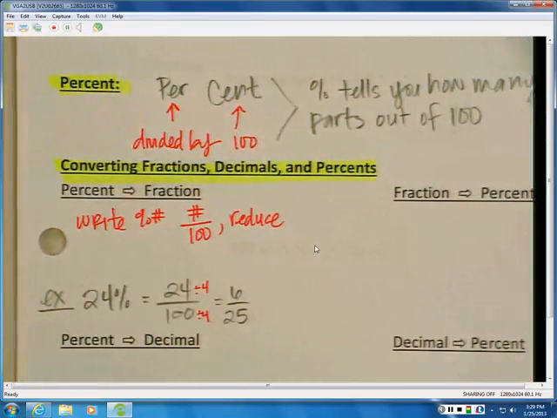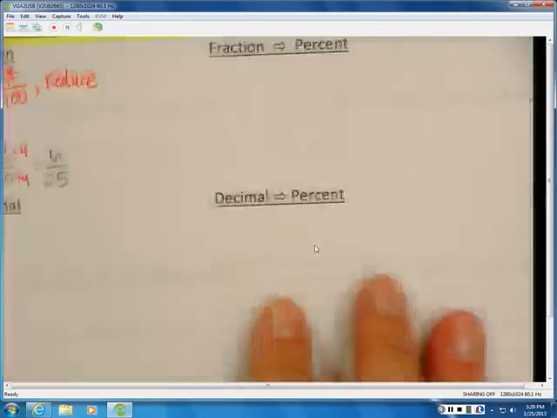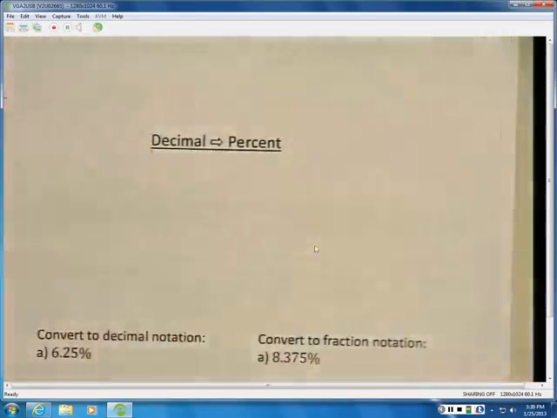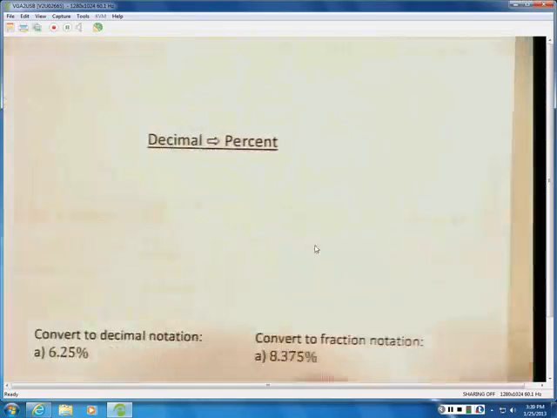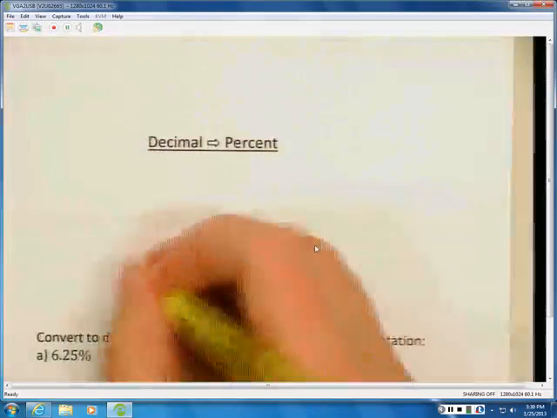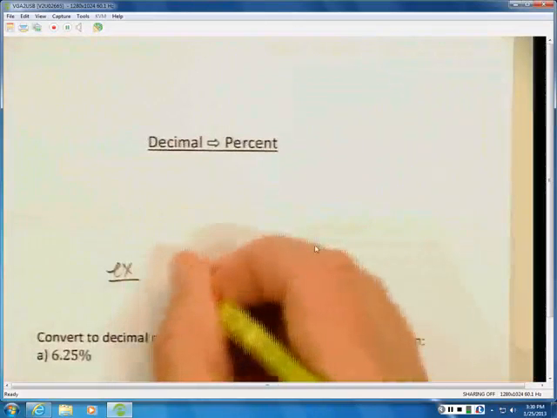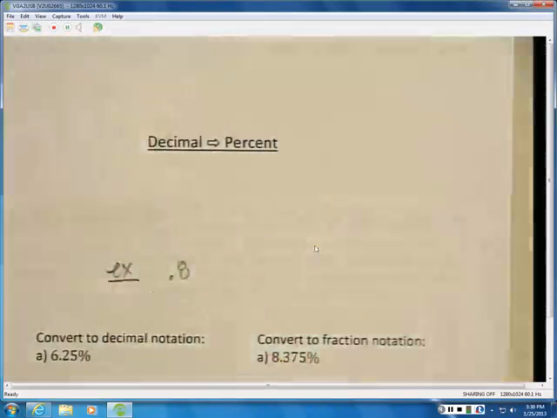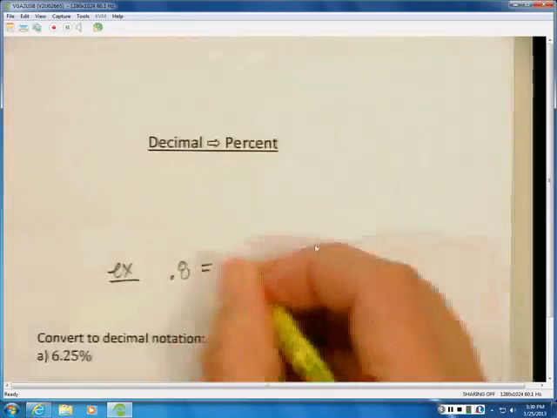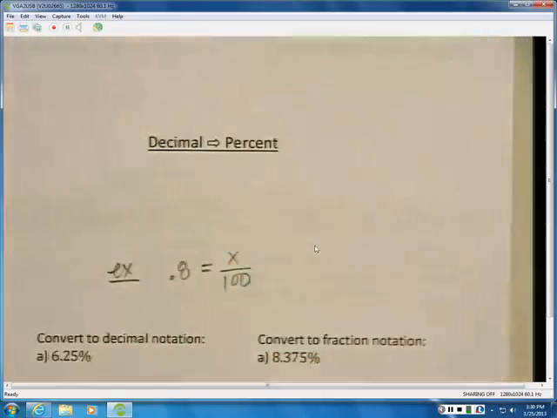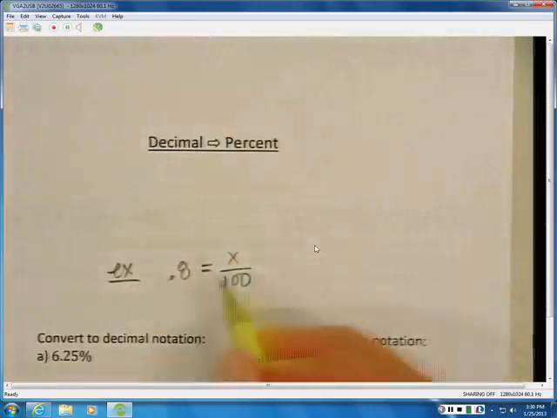Let's talk about how to convert a decimal to a percent. So we are going down to the lower right. Again, we're going to start with an example, and then we're going to summarize our process here. Suppose I have the number 0.8. Now I want to know what percent that is. Well, what I'm trying to figure out is how many out of 100 0.8 is. We know how to solve this equation, right?